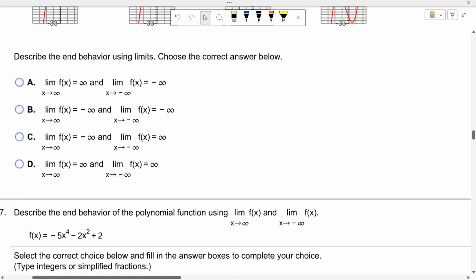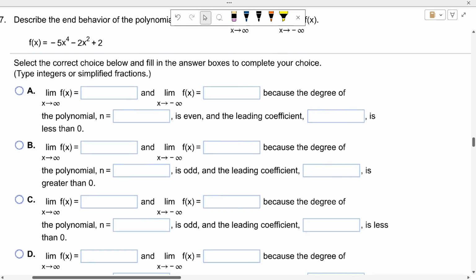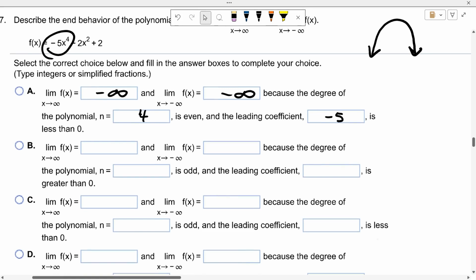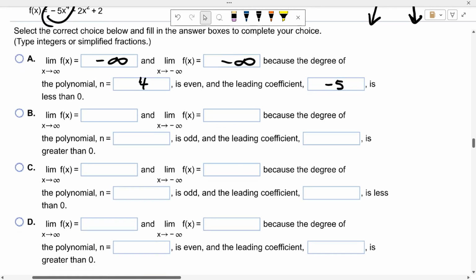Okay, so that one's kind of the same as the last, and you're doing end behavior on this one. What's the end behavior? Well, the coefficient is negative. And if it's to the fourth power, it'll start down and end down. So as you go towards infinity, it'll go towards negative infinity. And as you go towards negative infinity, it'll be negative infinity. Because n equals 4, and the leading coefficient is negative 5. Even, odd.